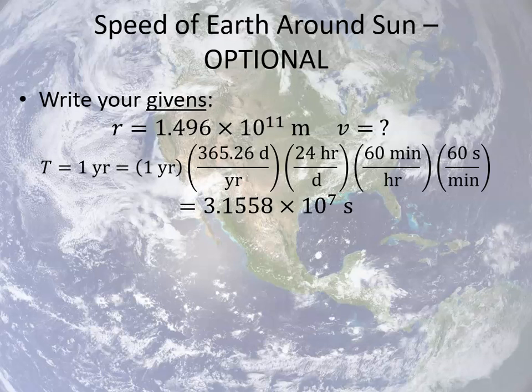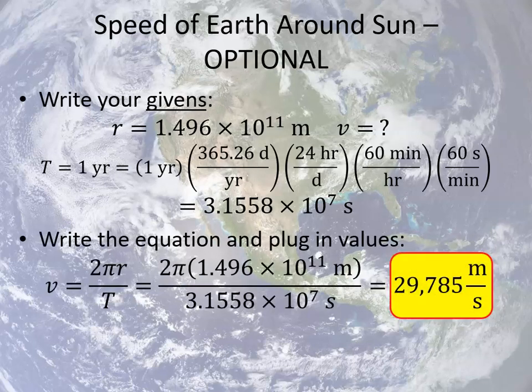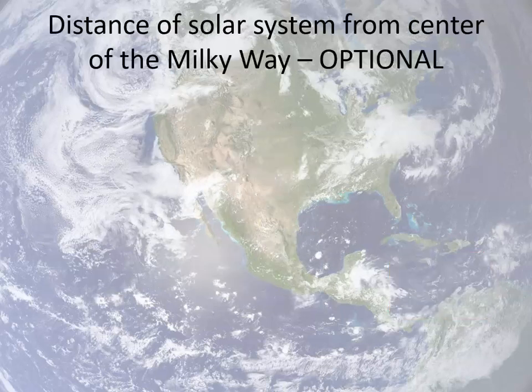But in any case, converting that to seconds and rounding to 5 sig figs gives you 3.1558 times 10 to the 7 seconds. It's actually not too much more than pi times 10 to the 7 seconds. And a lot of professional astronomers, when they're doing just rough estimate calculations, will approximate a year as pi times 10 to the 7 because they expect to cancel a pi in their equation. So in any case, we write the equation and plug in the values, and we get that our planet is going around the sun at pretty close to 30 kilometers per second. So like 29.8 kilometers per second.